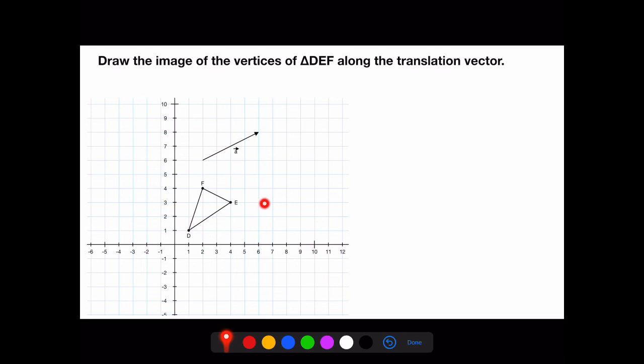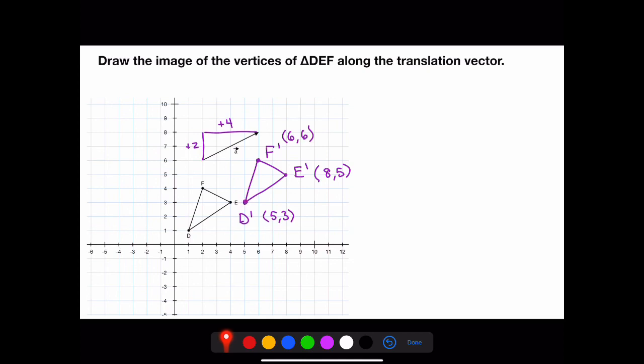And when I do that, we should have a new image. So here is our new image, D prime, E prime, F prime. So D prime is at (5, 3), E prime is at (8, 5), and F prime is at (6, 6). Now, if you are just going to draw, you're just going to draw the vertices. I just need those points. However, if they ask you for the coordinates, then you'd write out each of these coordinates. So keep that in mind. It may ask for the coordinates, or it may ask you just to draw the vertices.